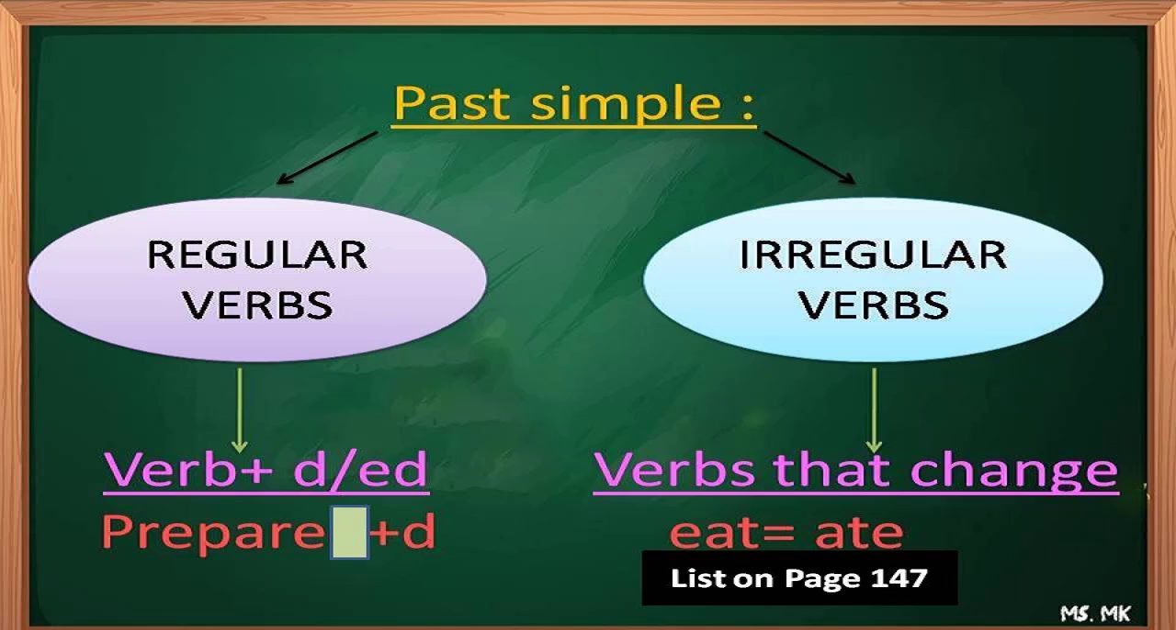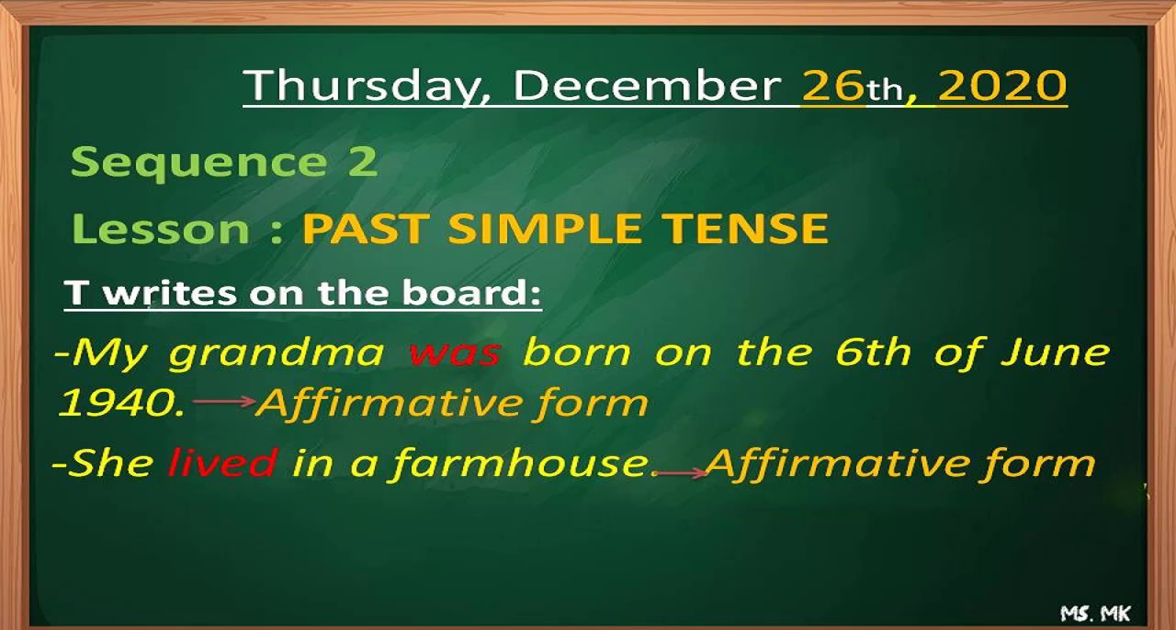You can find the list of the irregular verbs in your book on page 147, and you make them learn these verbs by heart, and you insist on the importance of these verbs. You are going to ask them to learn by heart the pink column. After that, you're going to ask them.